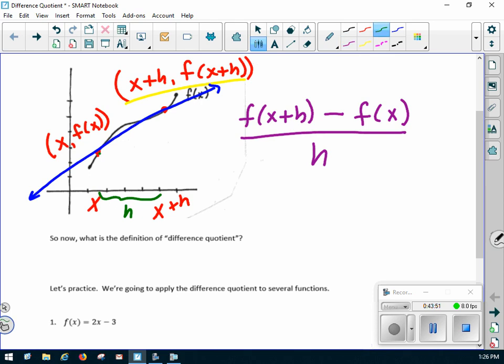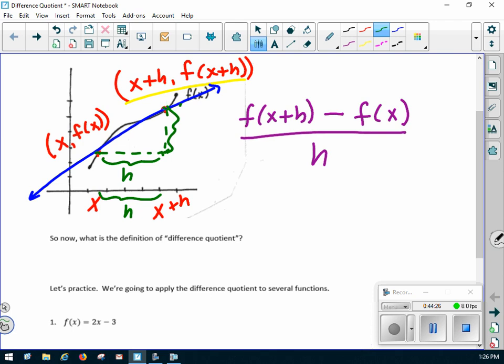Now, don't you put this on your paper. You told me that was h, right? The vertical distance is the top y value minus the bottom y value, right? But the top y value is f of x plus h. Well, what's the y value of the point right here? F of x. So it's f of x plus h minus f of x.